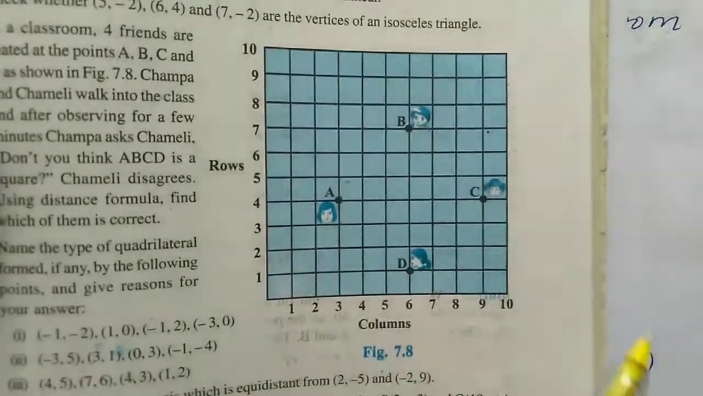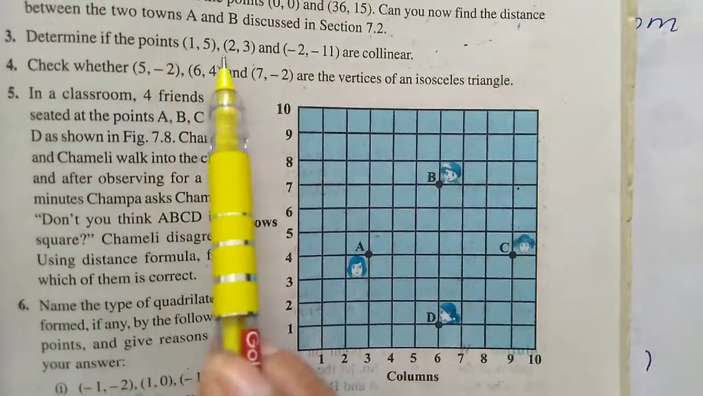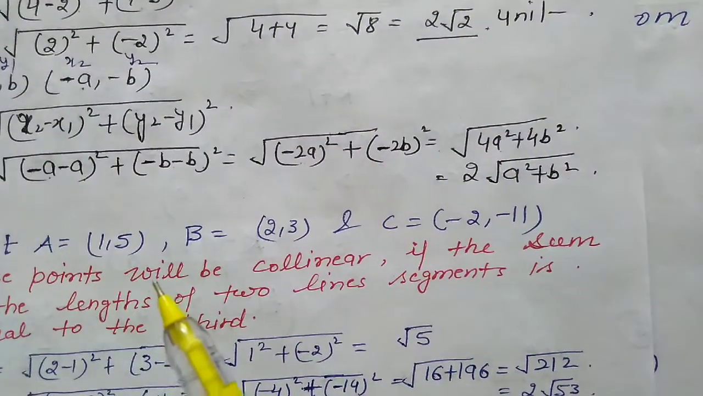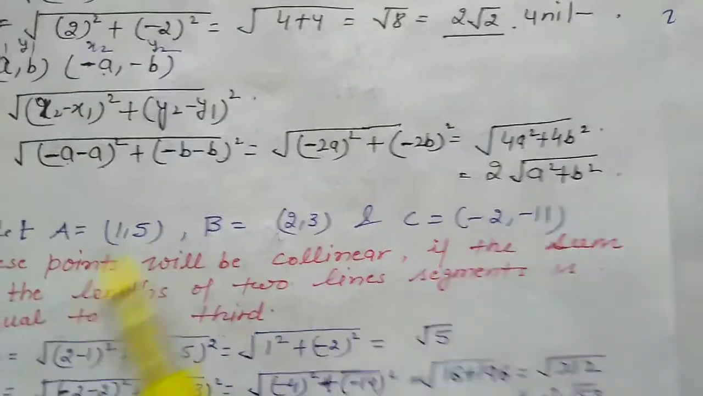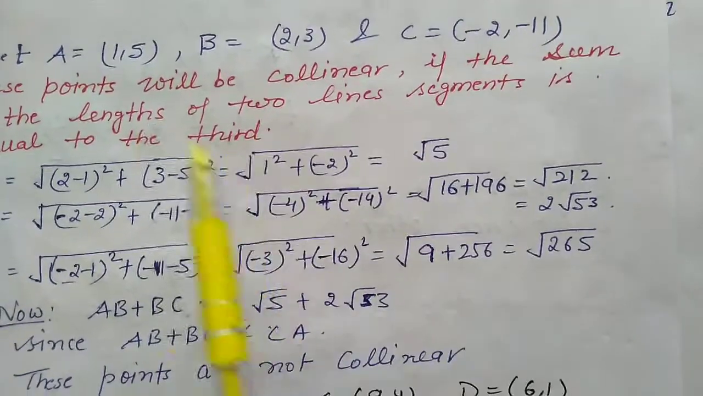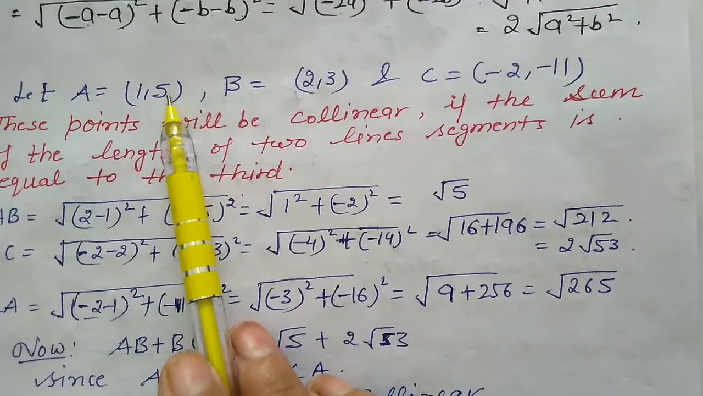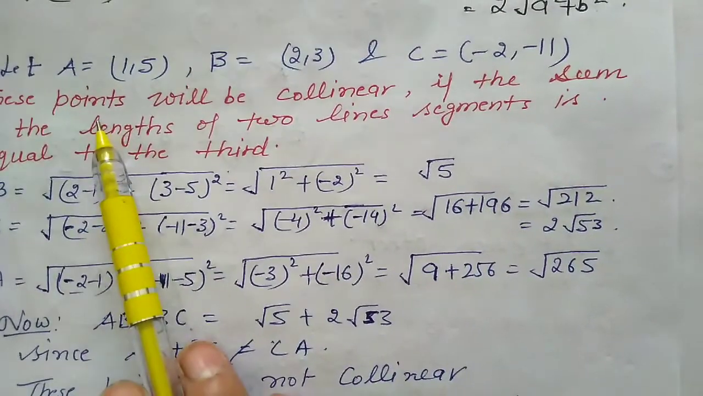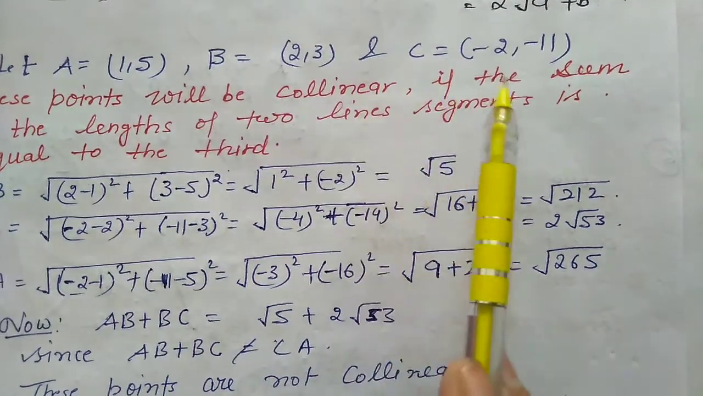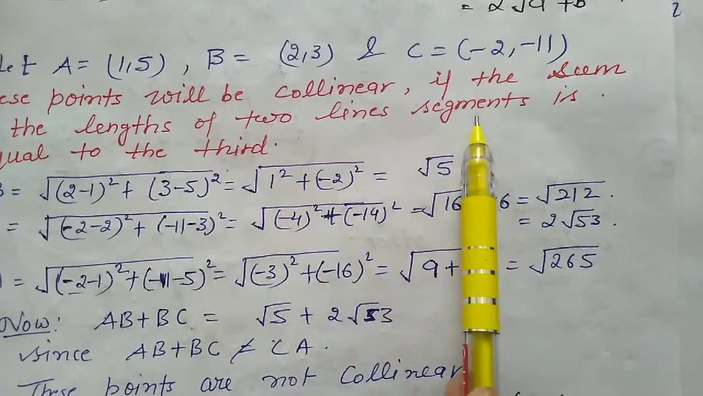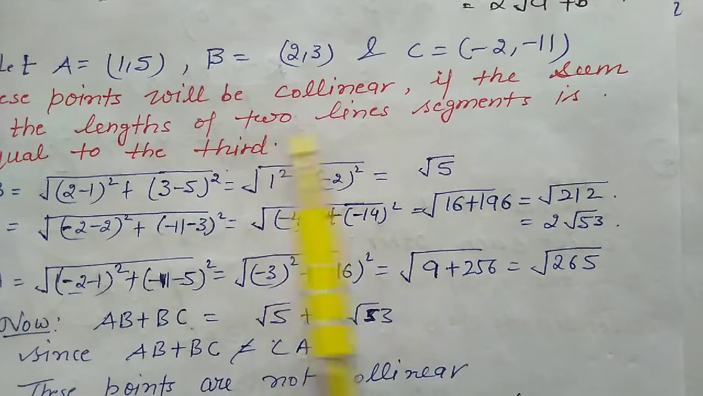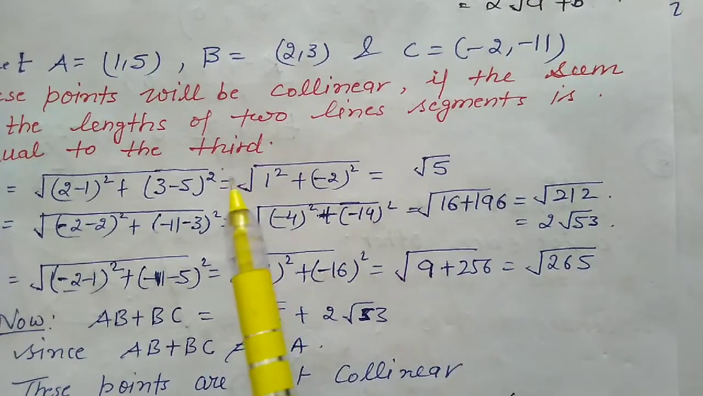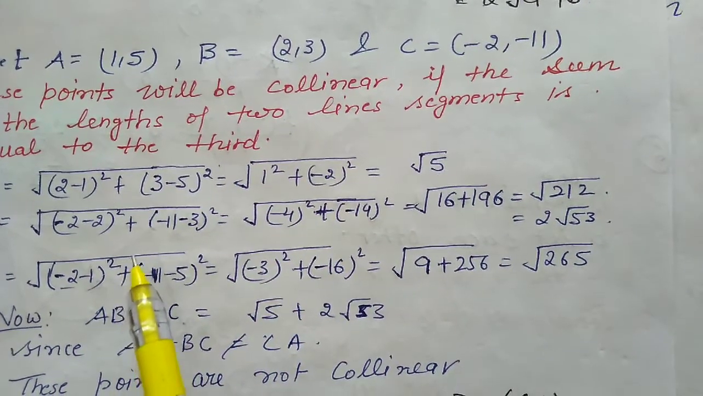Now the third question is a little bit different. Determine if the points (1, 5), (2, 3), (minus 2, minus 11) are collinear. Collinear means in a straight line. Let A equal (1, 5), B equal (2, 3), C equal (minus 2, minus 11). These points will be collinear if the sum of the lengths of two line segments is equal to the third side. If the sum of two line segments equals the third, then the three points are collinear.